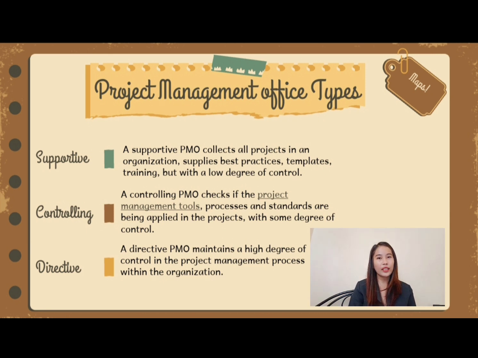Number 3 is directive. A directive project management office contains a high degree of control in the project management process within the organization.